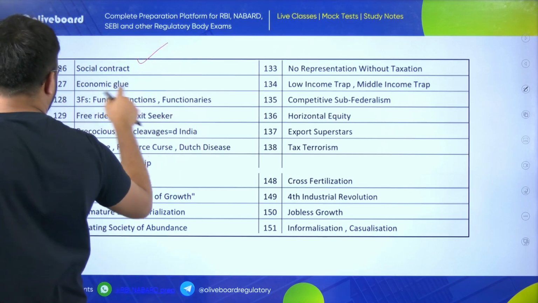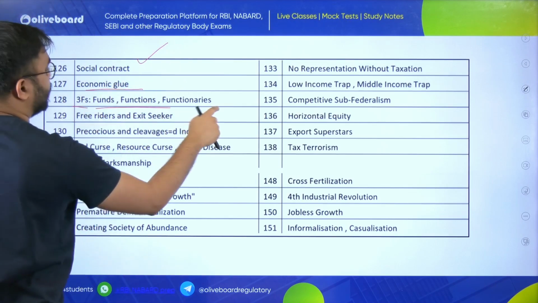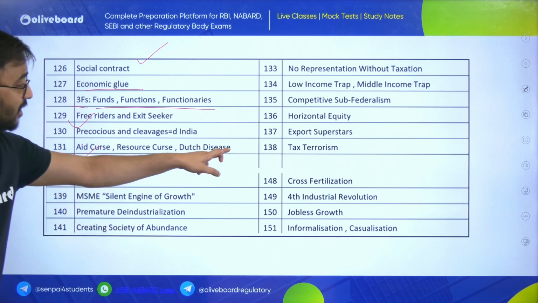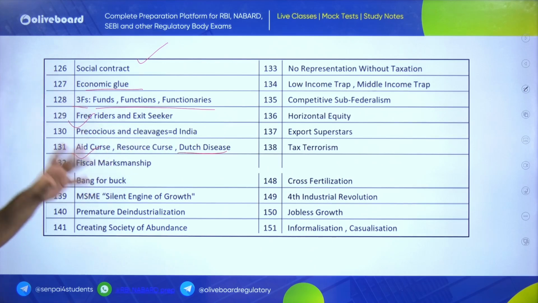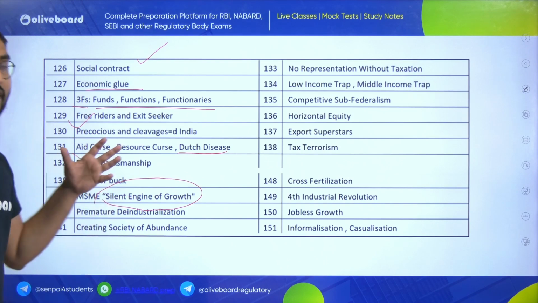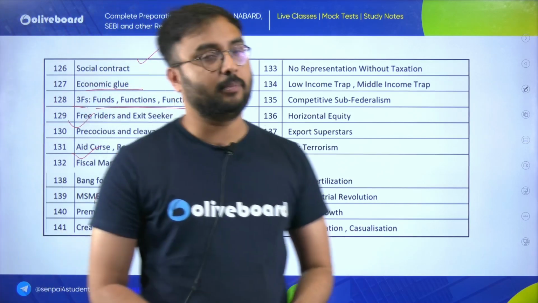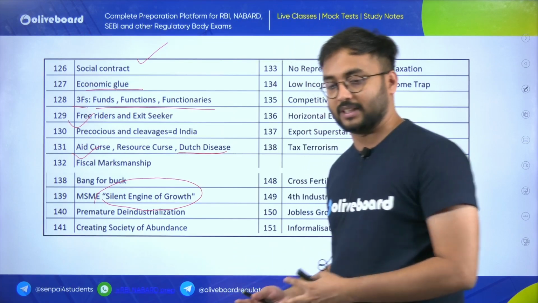Social contract, economic glue. 3 F's are there: funds, functions, and functionaries. Free riders and exit seekers. Then aid curse, resource curse, and Dutch disease. Please search these words on the internet to get more and more information. Okay. MSME, silent engine of growth. So you can write such words whenever a paragraph or anything associated is there. It may be an essay, or even a small paragraph which comes in the exam.